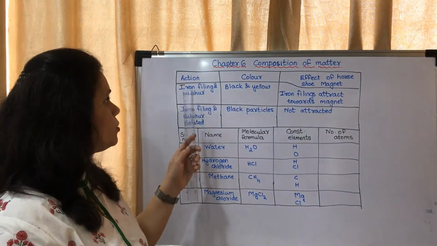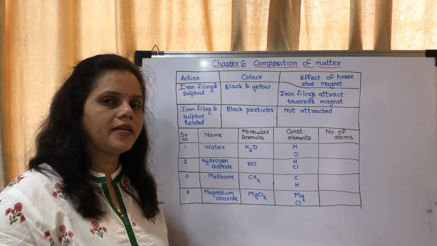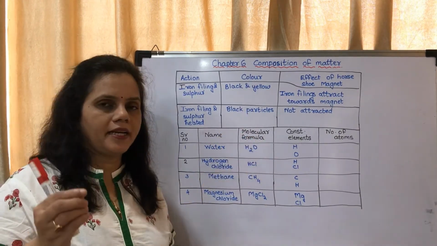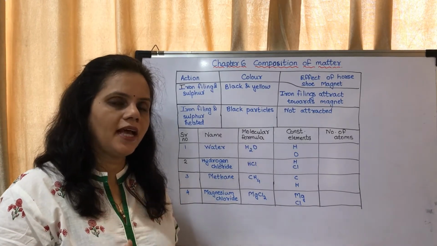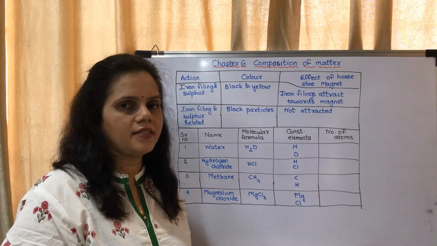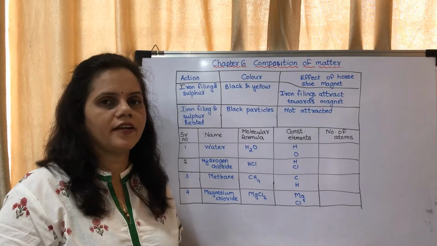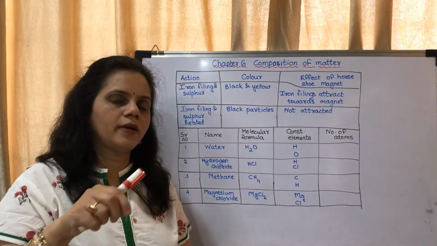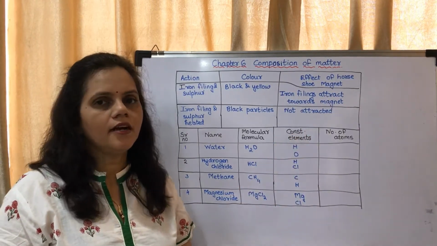There are two elements, iron and sulfur. The color we can see separately. If you mix iron and sulfur and keep it in a dish, you can see black color separately and yellow color separately. Why? Because the color of iron is blackish and the color of sulfur is yellow. So you can see two different colors. Effect of the horseshoe magnet: if you move a horseshoe magnet there, you can see the iron filings attract towards the magnet.